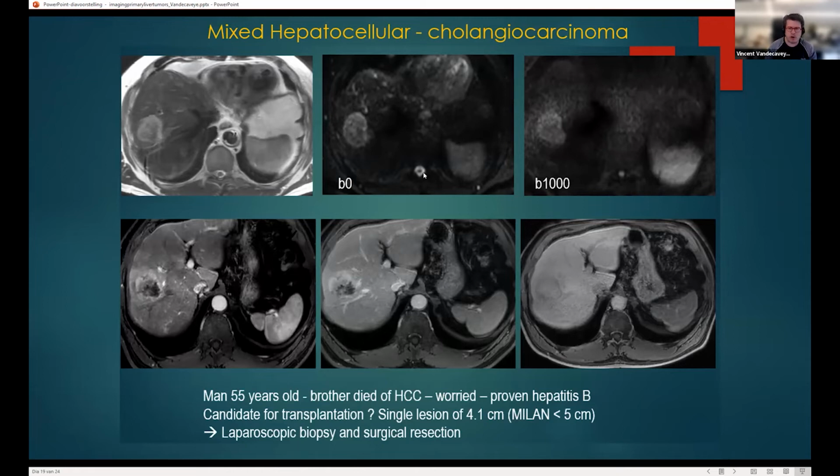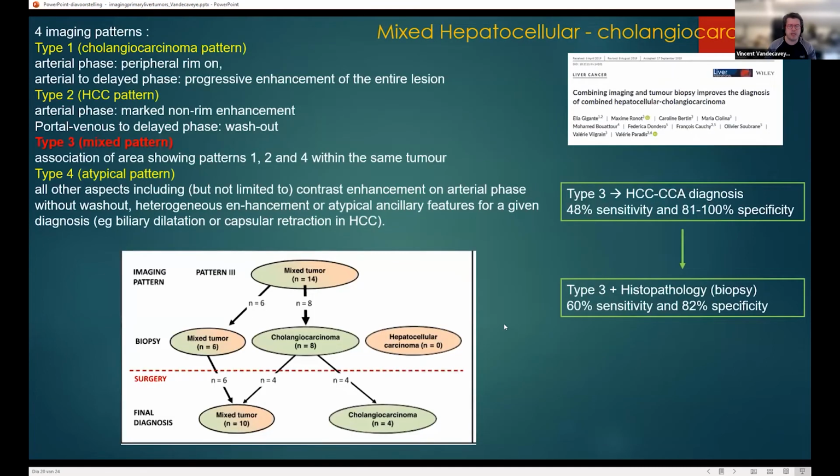But look at this MRI pattern. Diffusion, not so clear, but there is an impression of a rim-like structure. This arterial enhancement is very suspicious for a mixed tumor, and look at the hepatobiliary phase imaging, the hepatocellular part is becoming visible as a non-enhancing part. And in the center, we have the passive diffusion of the tumor. So the typical image of a mixed tumor, which was proven after surgical resection.